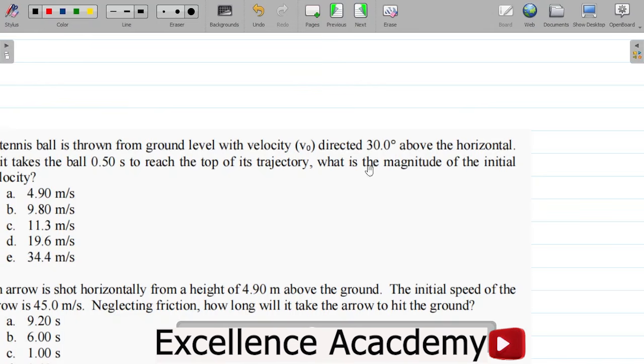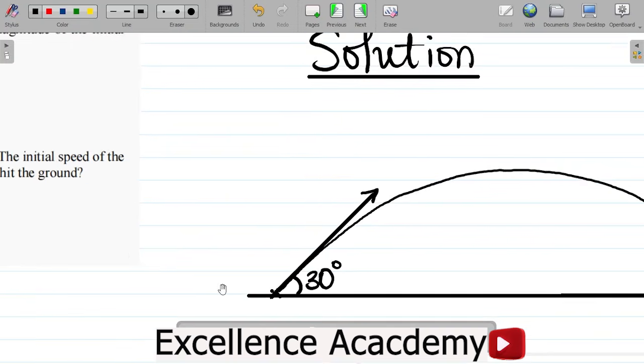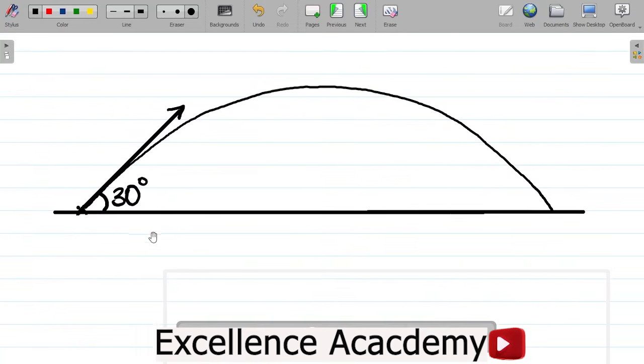Now, if you look at this, they said the angle was 30 degrees. That means the angle at which the ball was shot is about 30 degrees. Now you're asked to find, if it takes the ball 0.50 seconds to reach the top of its trajectory. So let's say we have point A. Let's call the top of the trajectory B, and let's call the end point C.